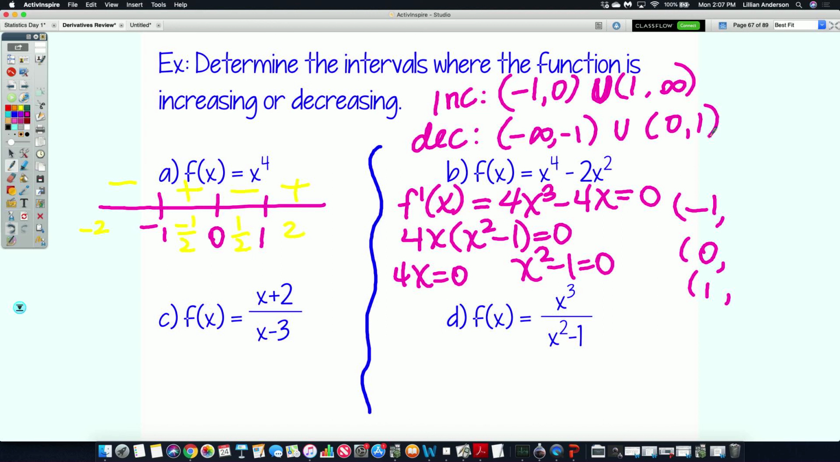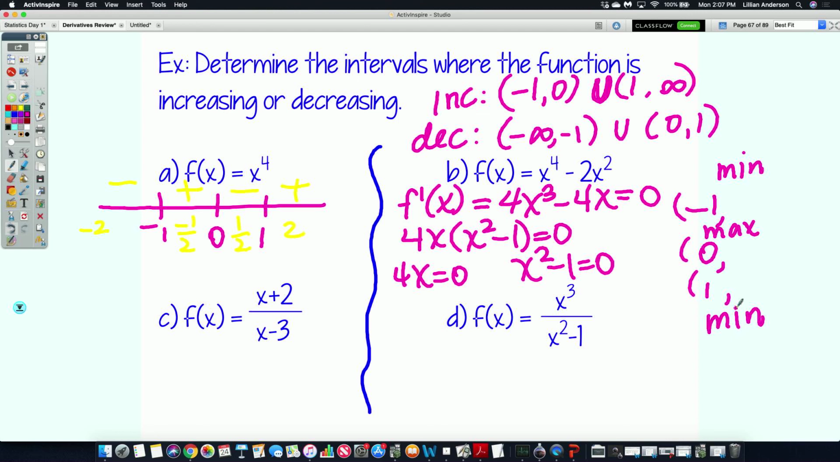So then what is happening at -1? Is that a max or a min? It's a min, because I'm going from negative to positive. At 0, that's a max. And at 1, that's a min. And how do I find the point location? Plug it into the original.